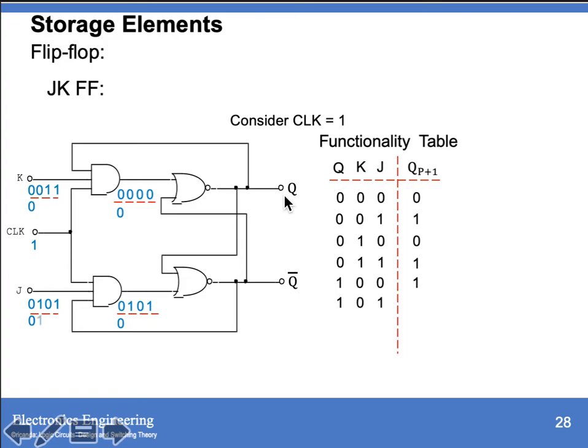The next, 0, 1. If it is 0, 1, you have an output of 0. So this is 0, so we have to determine using your Q. If this is 1, 1 NOR with 0 equals 0. 0 NOR with 0 equals 1.